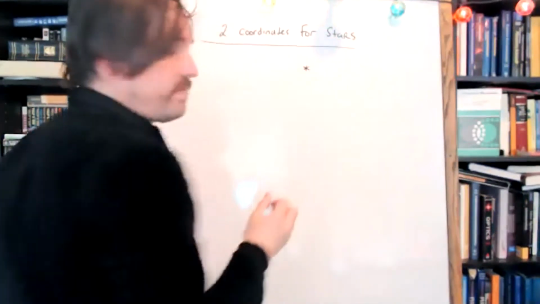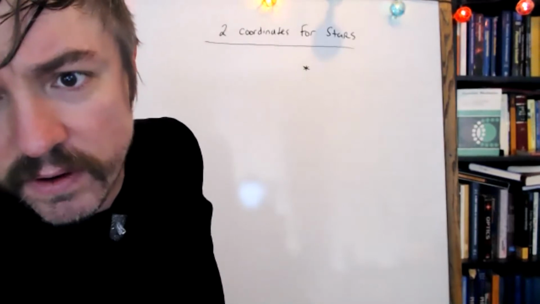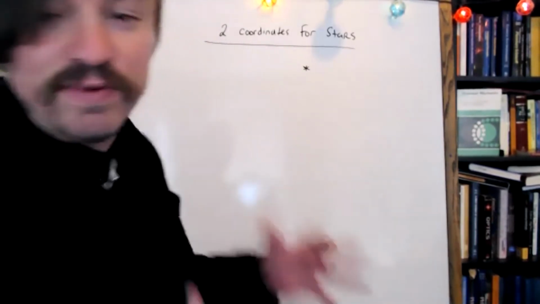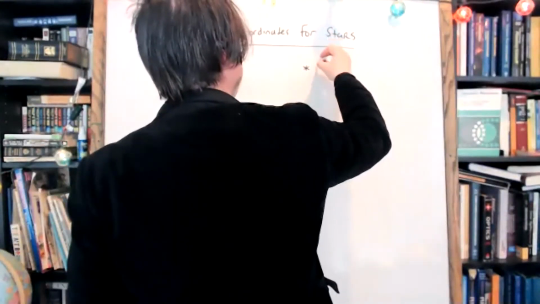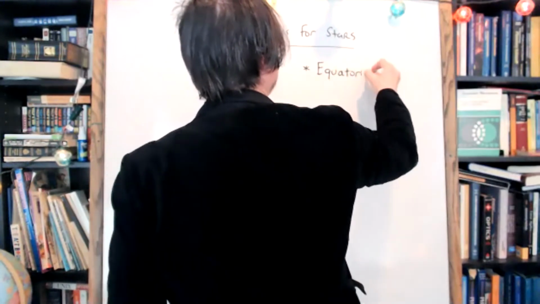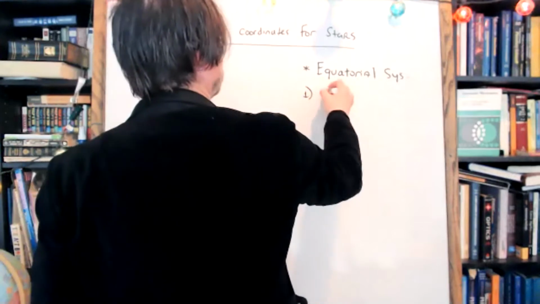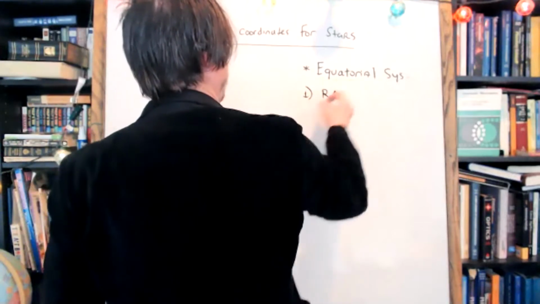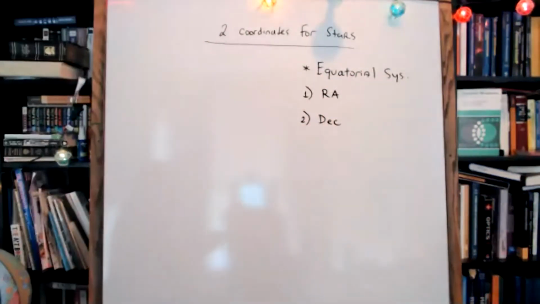The one that, was that Kim, or who was that? Amy or Kim? Wait a minute. Mia, sorry, Mia. I knew it was 3 letters. Okay, Mia, you were talking about the equatorial system. And she's reminded us that the two angles are called right ascension and declination, RA and dec. And what's the name of the other system?